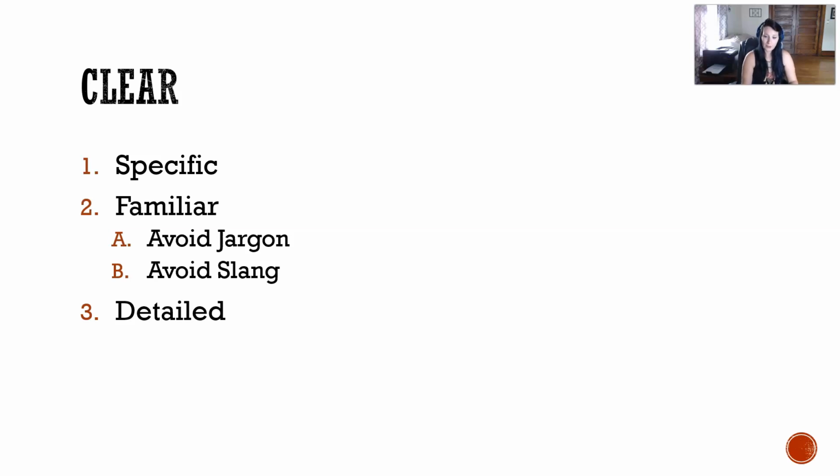As much as you can be, please do be detailed. We want to make sure that we understand an adequate amount of information about whatever it is you're discussing. So be specific. You need to use familiar language that the average person has access to, and it needs to be detailed enough to make sense without it being overly long.